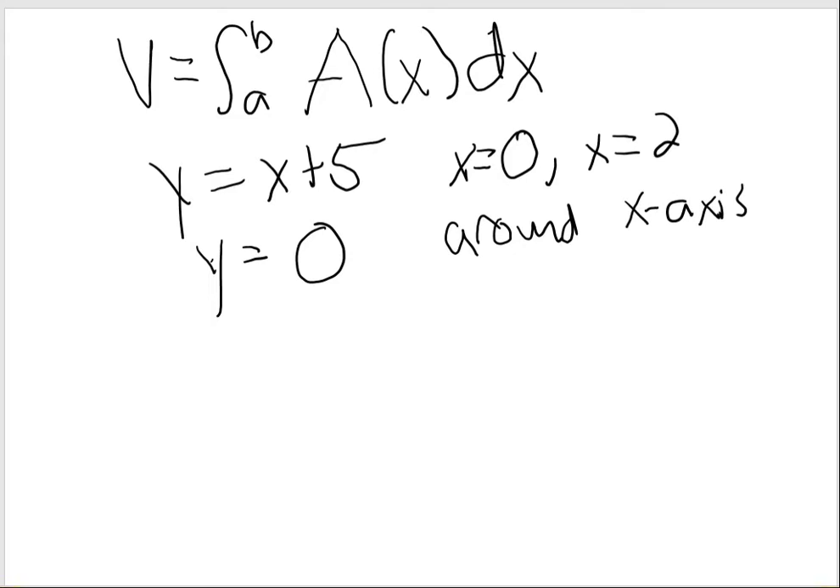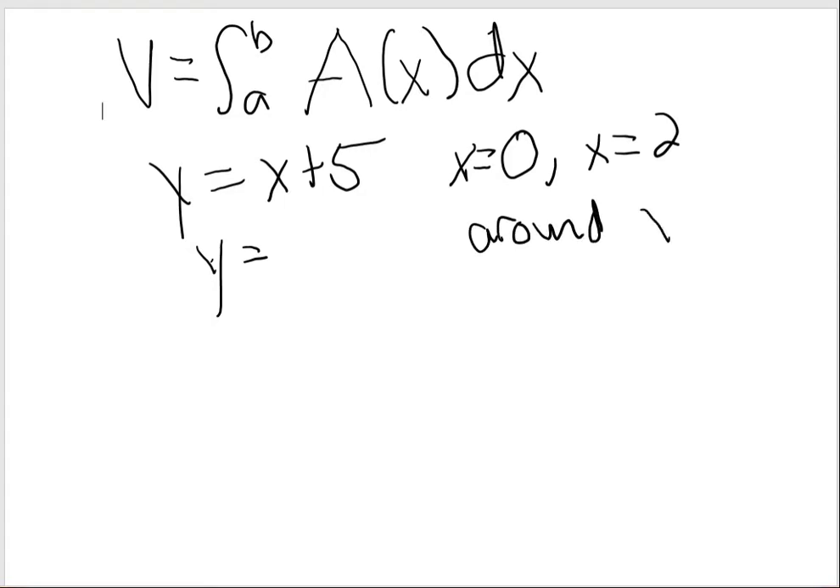But what we want to talk about today is what happens if this is no longer the x-axis. To keep it in that sort of disk method, I'm going to change this other bound of integration. So let's say we want to revolve it around y equals negative 8. And so we're bounded between y equals x plus 5 and y equals negative 8.